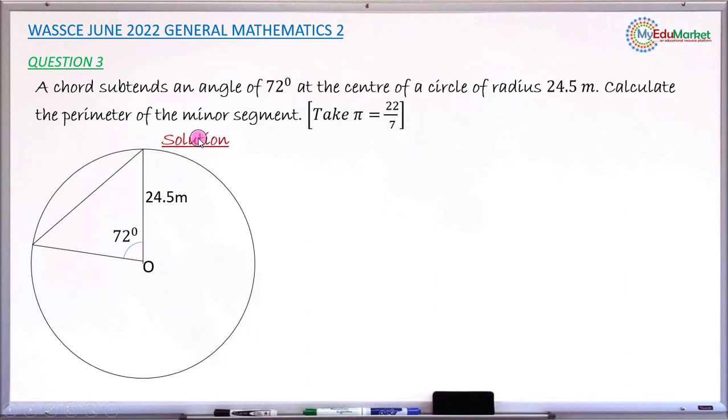Solution to this very problem. So the formula for finding the perimeter of this very minor segment will now be the length of the chord, this very chord, plus the length of the minor arc. This is the minor arc. If you add the two distances, it will give you the perimeter of the minor segment. So let's attempt to get the length of the chord first.